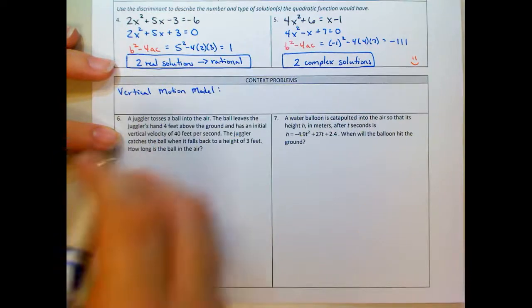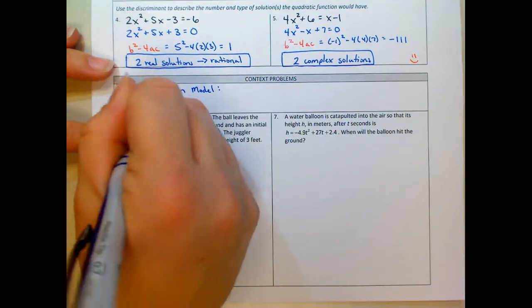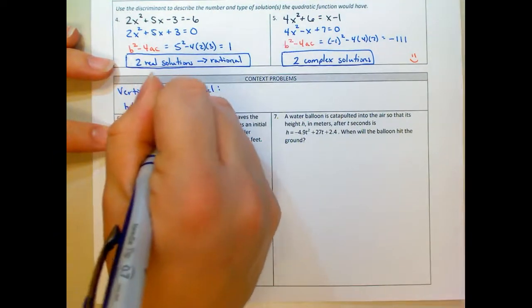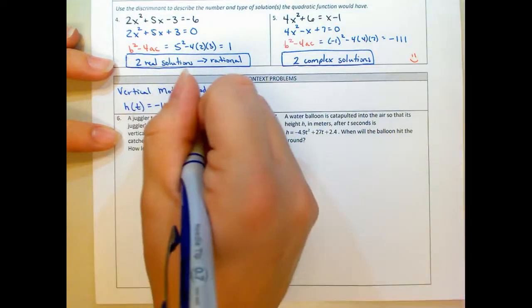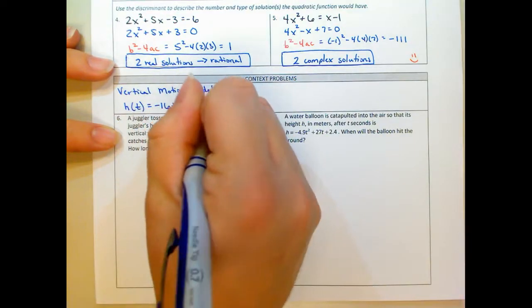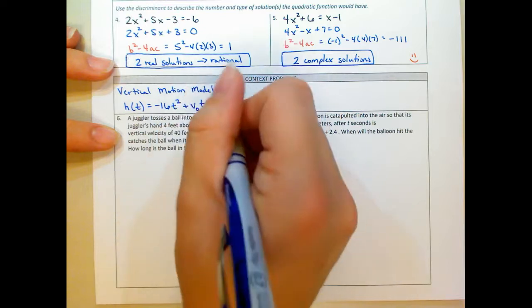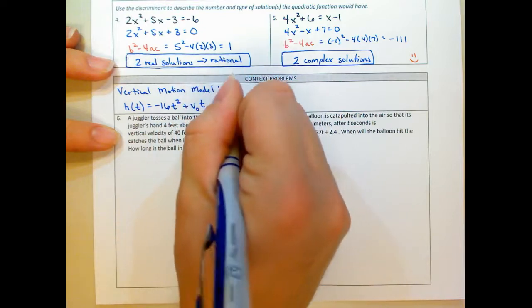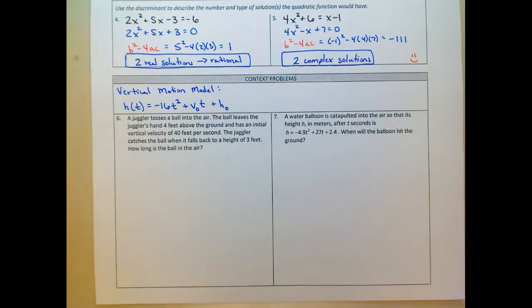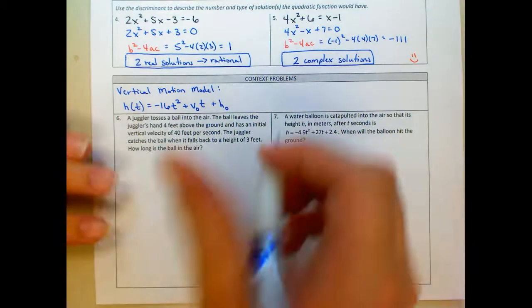And what it looks like is h of t equals negative 16t squared plus v sub 0 times t plus h sub 0. Now remember, this is if you are in feet on Earth. If we were not on Earth, or if we were not in feet, that negative 16 would be a different value. So this is assuming we're in feet and we're on planet Earth.